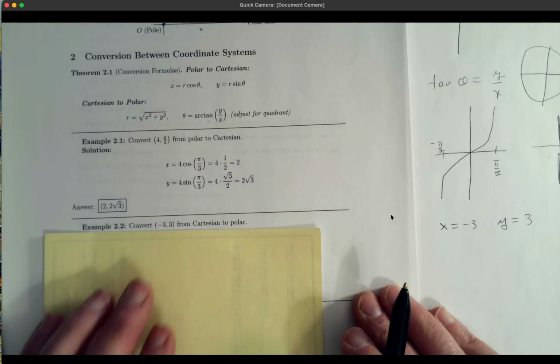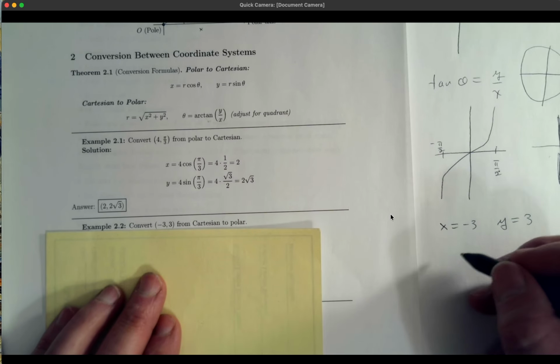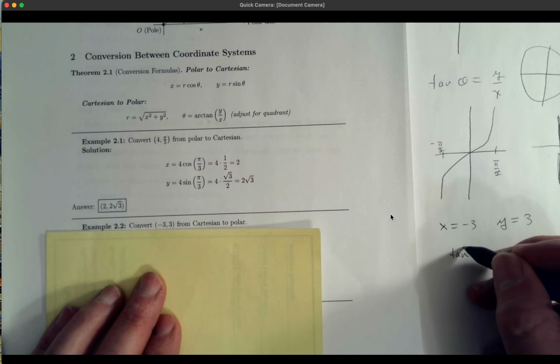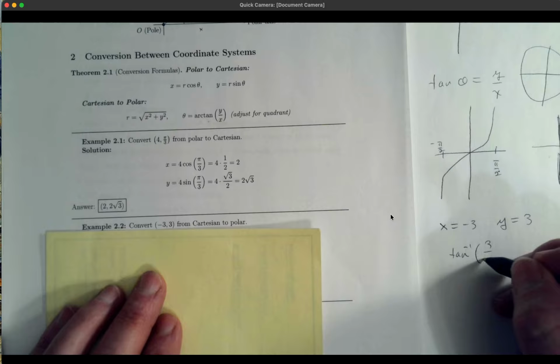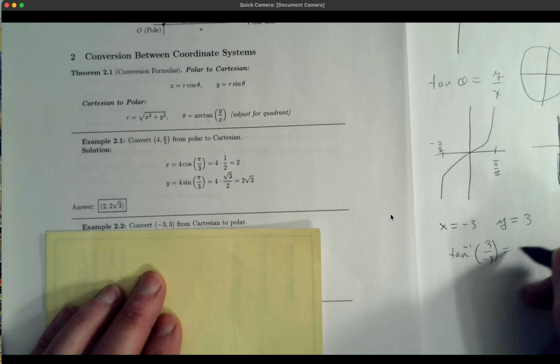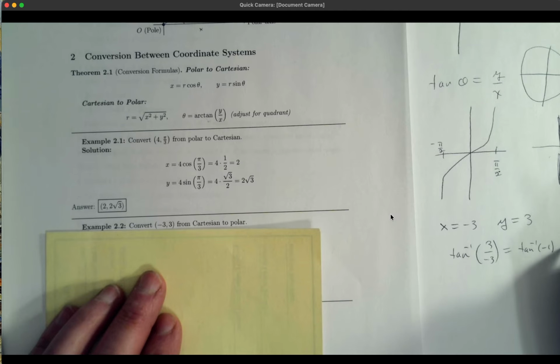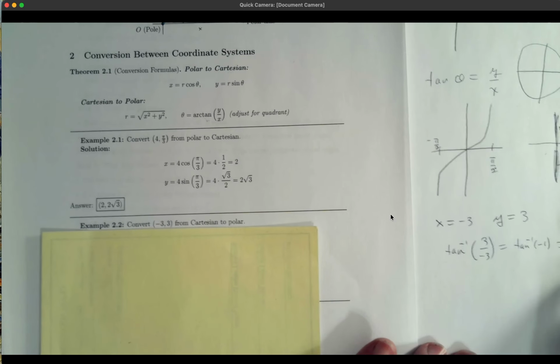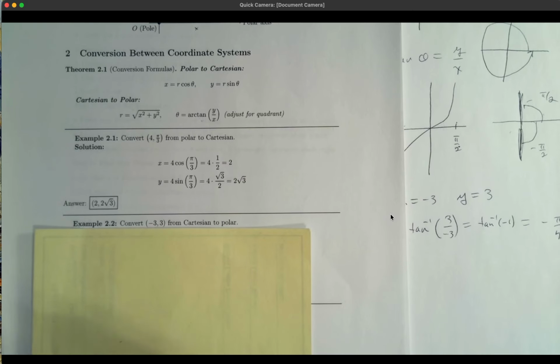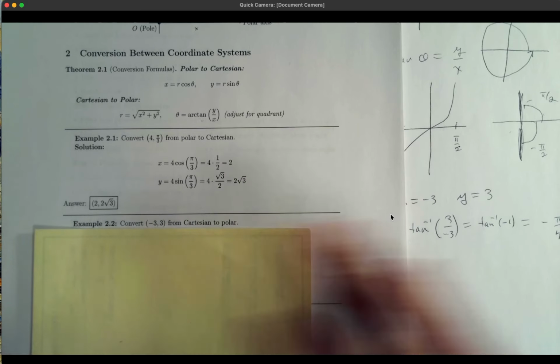And let's see about the angle. How do we find the angle? We have to say inverse tangent, arctangent, of y over x. 3 over negative 3. So what's the angle whose tangent is minus 1? The tangent is 1 at 45 degrees, so it's negative 45, negative pi over 4. But is that the right quadrant? That's the million-dollar question, right? Is that the right quadrant?